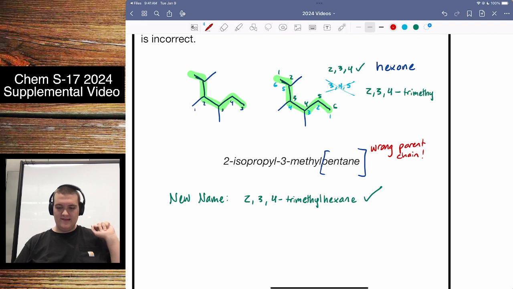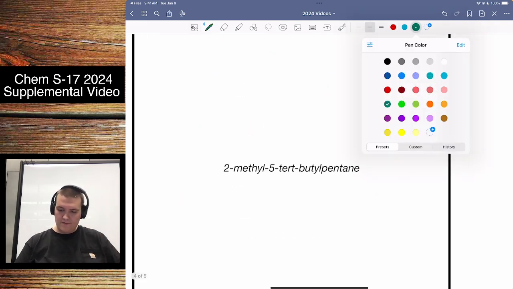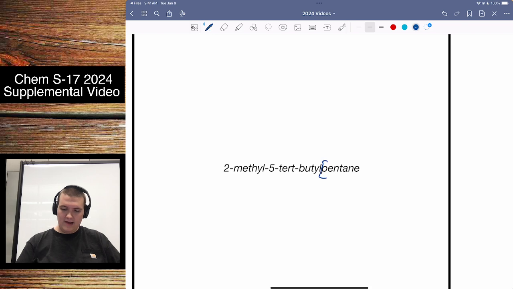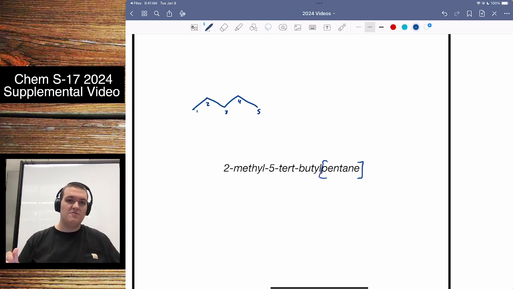Let's do one more, same exercise. So for this one, I'm going to start off drawing the backbone that they give us, pentane, 1, 2, 3, 4, 5. Then I'm going to start adding substituents. For my basic numbering, I'm going to do 1, 2, 3, 4, 5 like this. And again, I could do it the other way. It doesn't matter when they give you a name. It only matters when we try to make the new name.